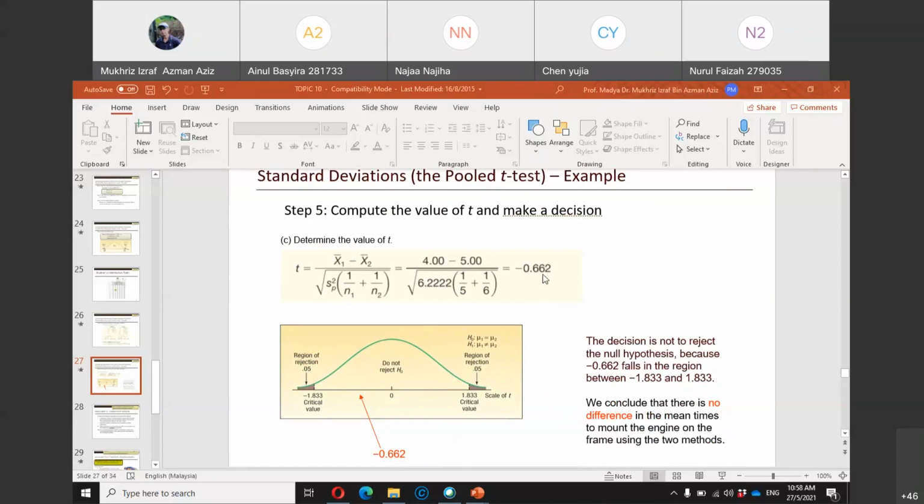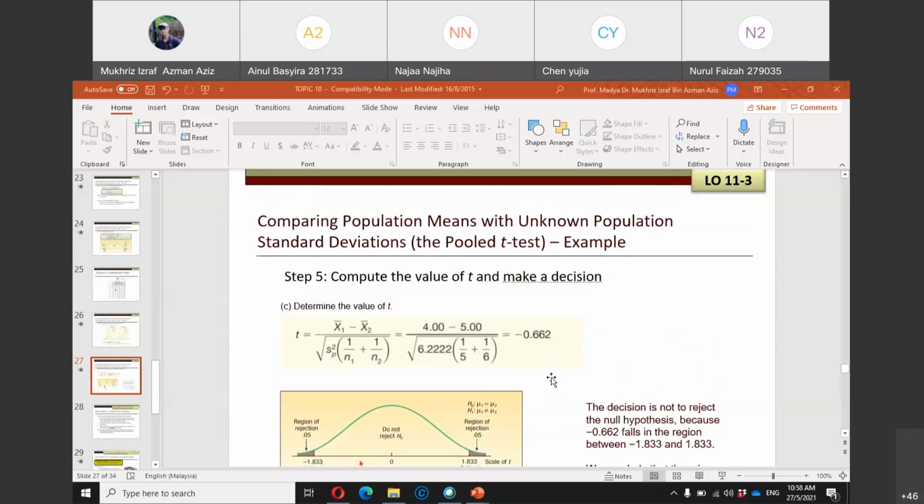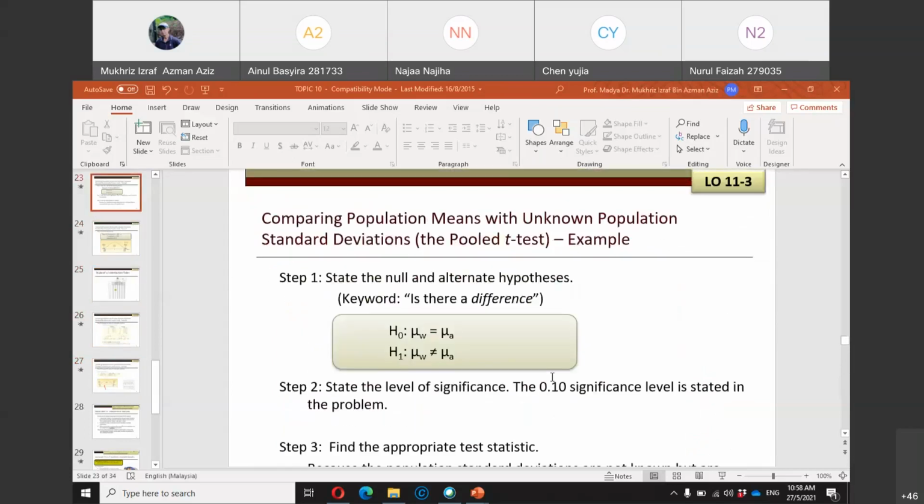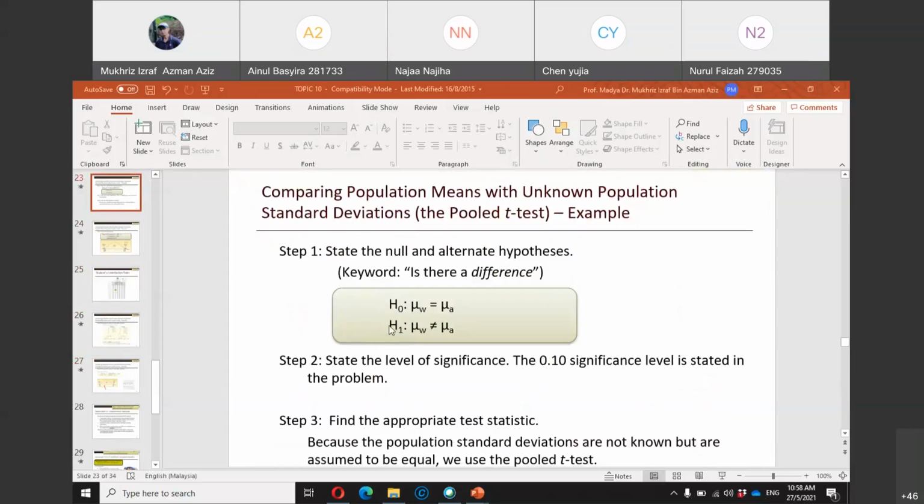So negative 0.662 is outside the area of rejection. So we do not reject H0. So in the third part, because we do not reject, again, go back to your H1. Whenever you have finished your calculation and you want to write the conclusion in the third part of step number 5, always go back to your H1.